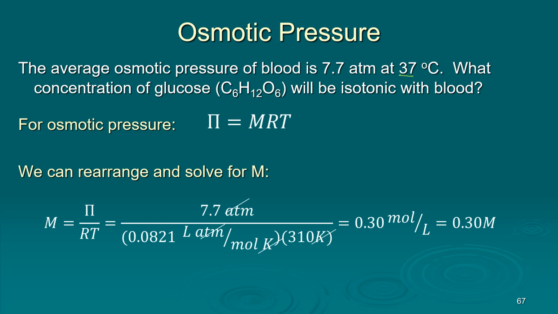Pi is 7.7 atmospheres, R is 0.0821 liter atmosphere per mole Kelvin, so the atmospheres cancel. Temperature is 310 Kelvin, so Kelvin cancels. And so the solution should be 0.3 molar. We want 0.3 molar glucose to be isotonic with blood.